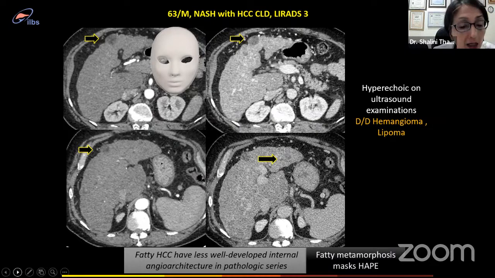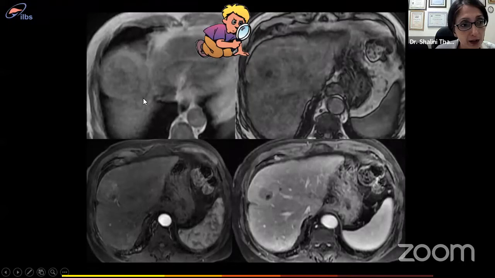Moving on to an MR. MR shows a large lesion here. This is an in and a post phase. This is chemical shift imaging. And an area inside this, if you notice, this is not a nodule in nodule appearance. What we see here is actually a fatty area within this mass lesion. This area is hyperintense. This is also iso to hyperintense. But this area is hypo on fat suppression image. That means only this part is fatty and the rest of the lesion is the soft tissue mass.